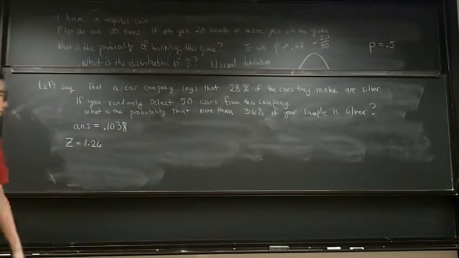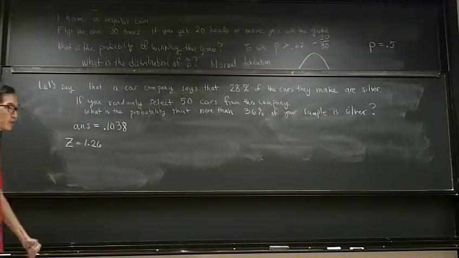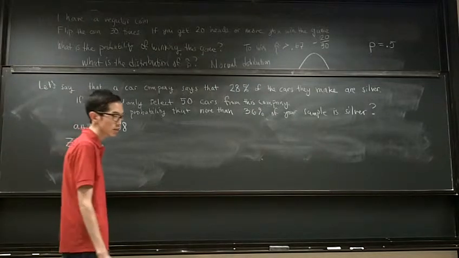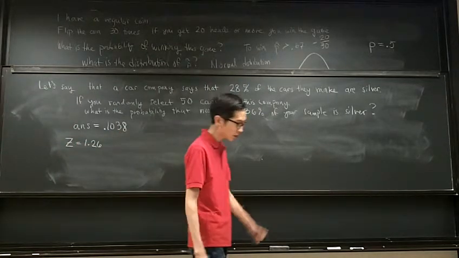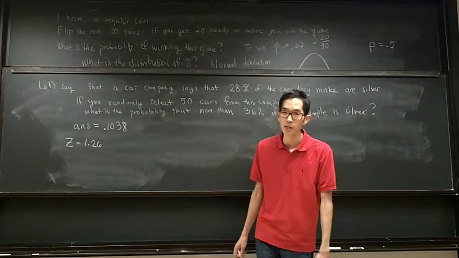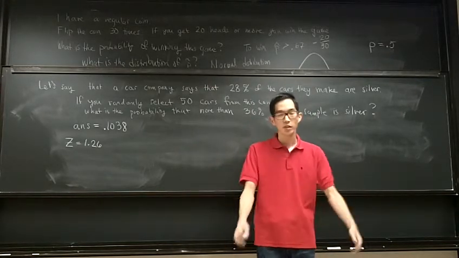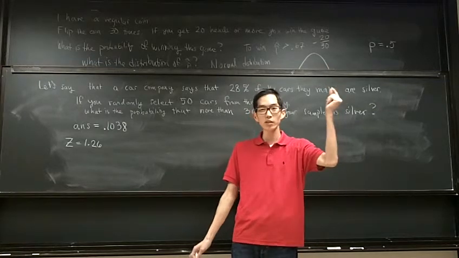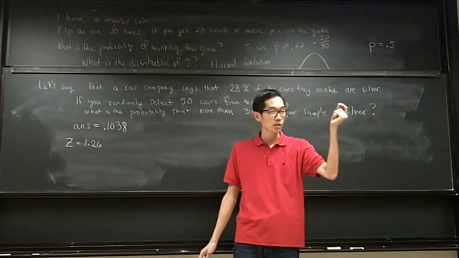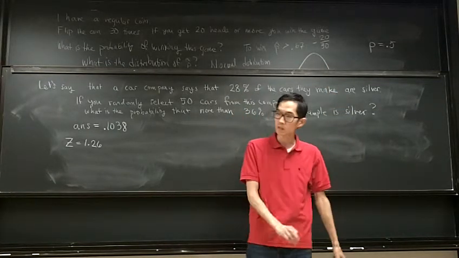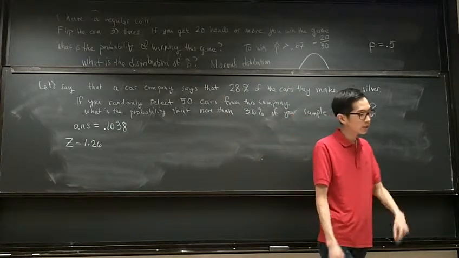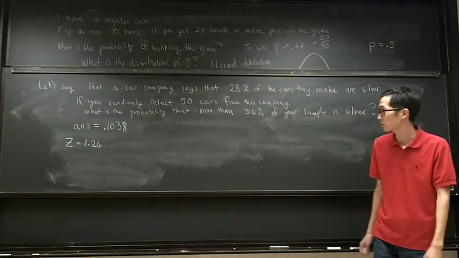Let's go over the answer here. Okay, well first off, let's make sure we understand this question. The question says, the car company says 28% of their cars are silver. So you go to this car company, if you pick one car, what's the probability that it's silver? 28%, okay? But we're not taking one car, we're taking 50 cars at random.